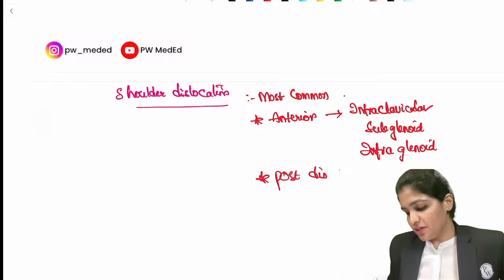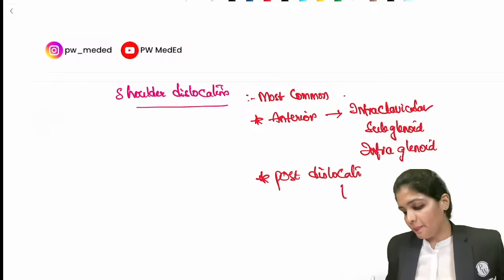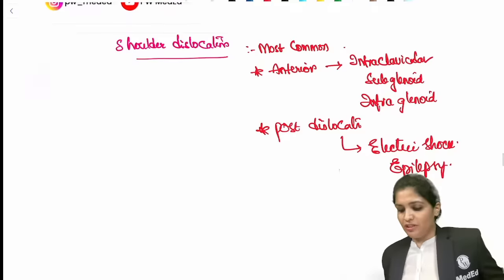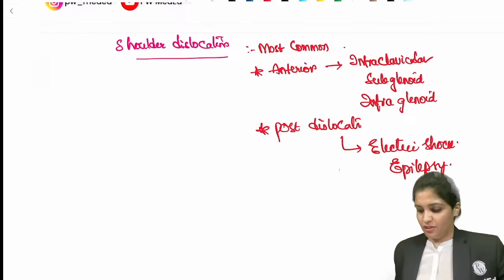So this posterior dislocation is commonly seen in case of electric shock and typically in patients who present with epilepsy, right? So these two are anterior and posterior dislocations, right?